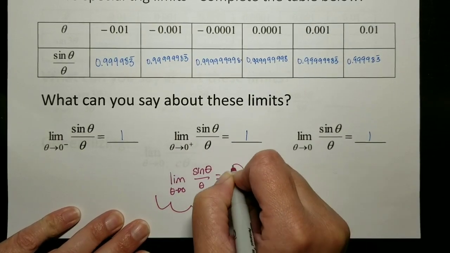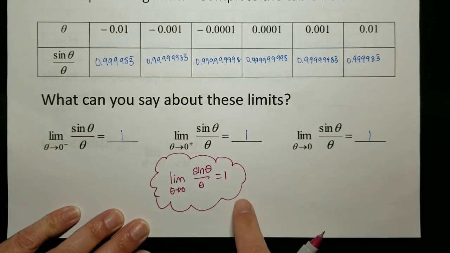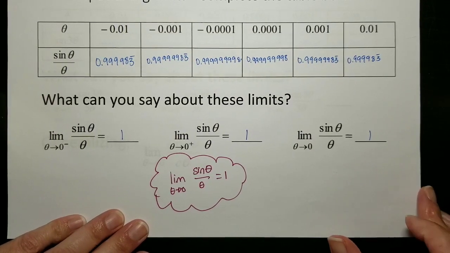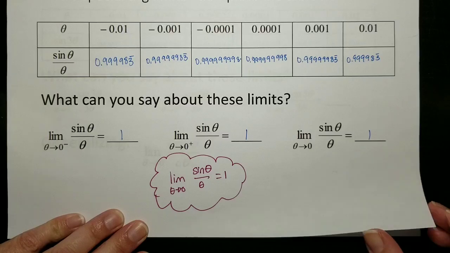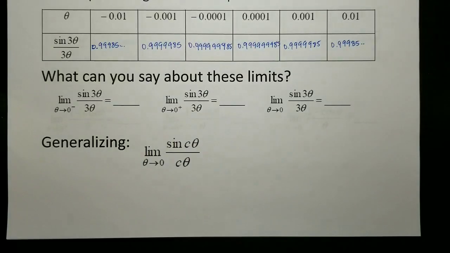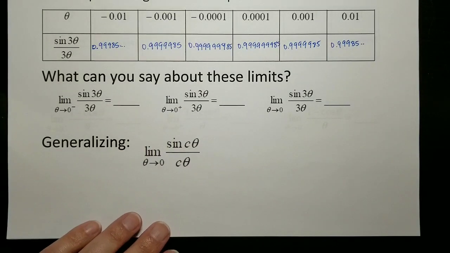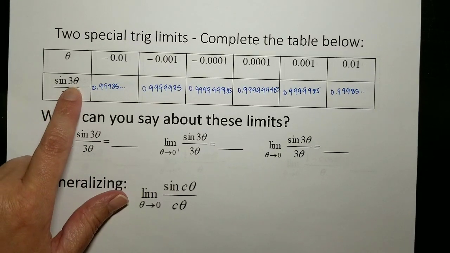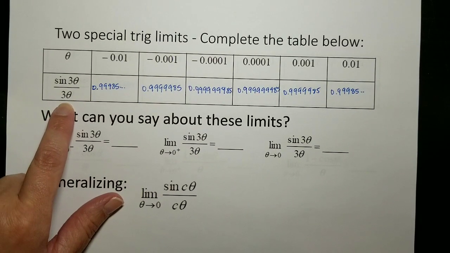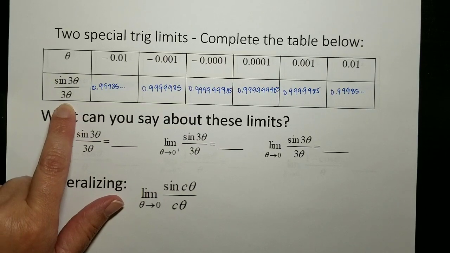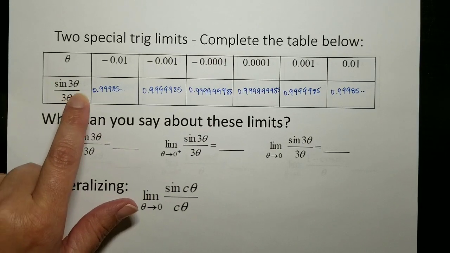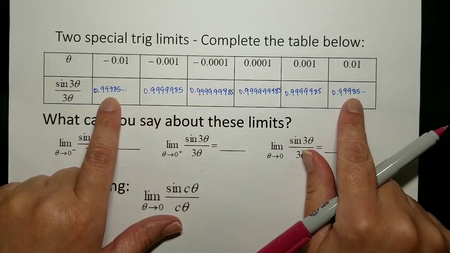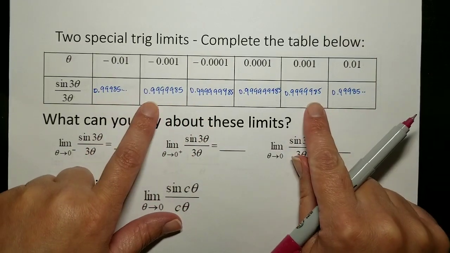So that is just a rule, and we're just going to be able to use that in evaluating lots of different limits involving trig functions. Very similarly, the next one involves sine 3 theta over 3 theta. And the 3 is a little bit arbitrary, but you can try it with different numbers. I have filled in these values to save some time during the video. And as you can see, it works out the same.